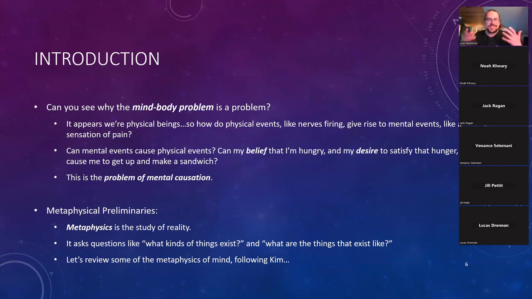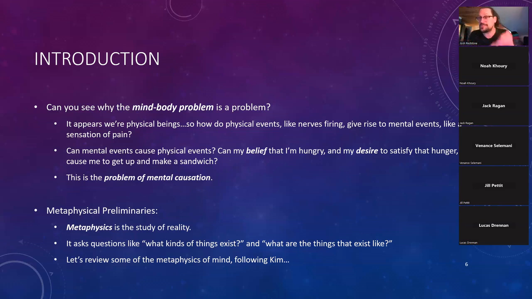Nowadays, when we ask about metaphysical things, we don't mean what the new age hippie people mean. We don't mean spirituality. We don't mean aliens and astral projection and crystals and whatnot. When philosophers say metaphysics, they mean the study of reality. And they ask questions like, what kinds of things exist? And of the things that do exist, what are they like?